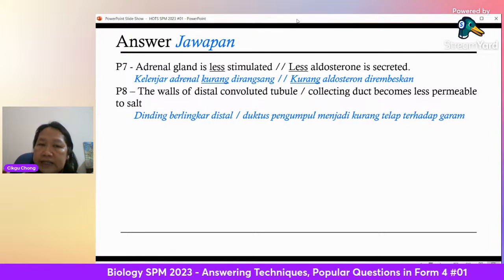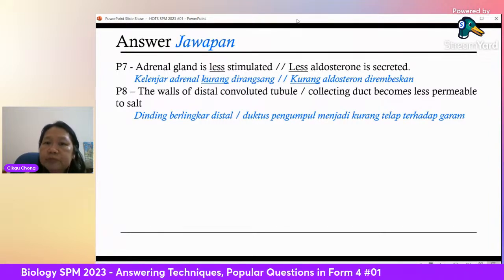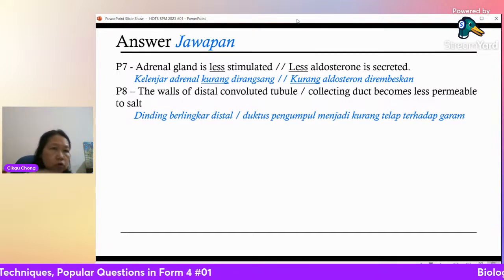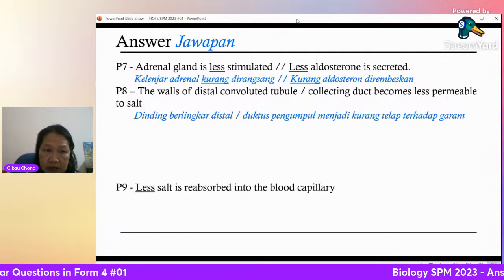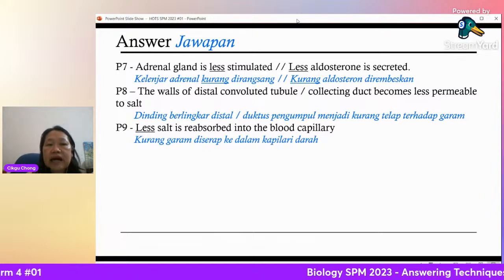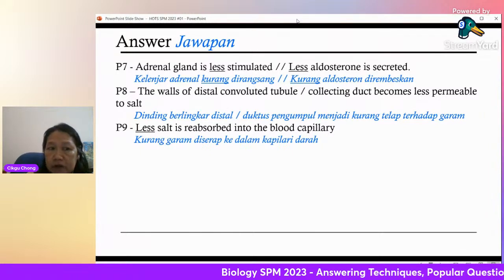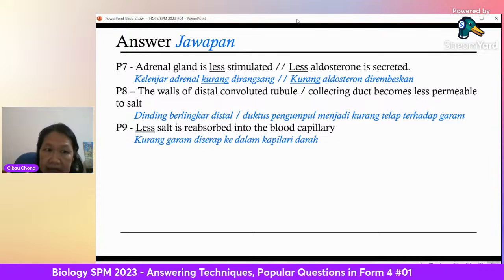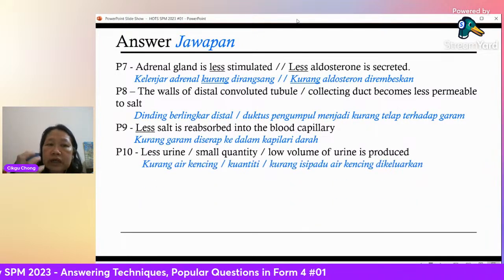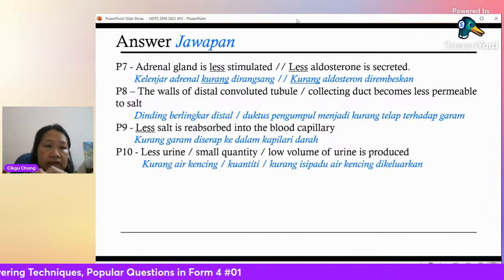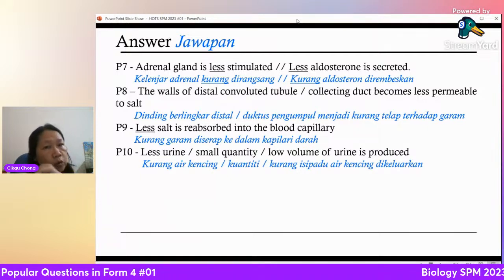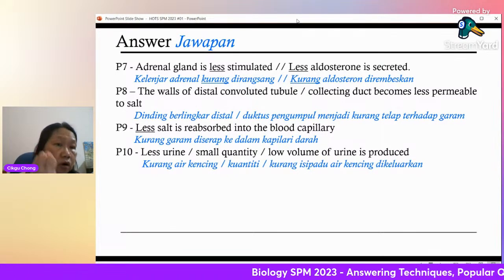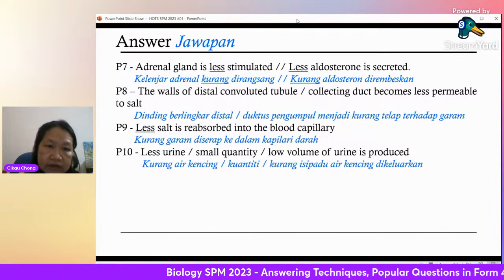Therefore, your collecting duct or your distal convoluted tubule becomes less permeable to salt. You don't want to allow the salt to go back into your blood. And then as a result, less salt is reabsorbed into the blood capillary, right? Kurang garam, less salt. So as a result, you will have urine in low quantity because your water has been taken back. And your urine will also be more concentrated because there is more salt inside your urine.